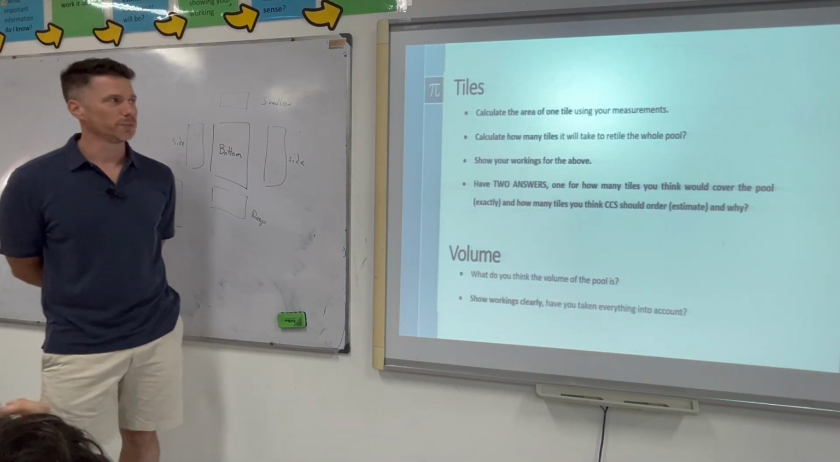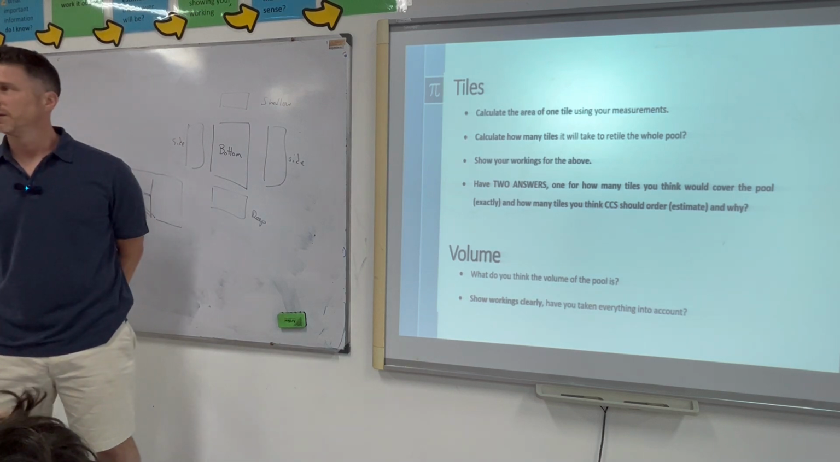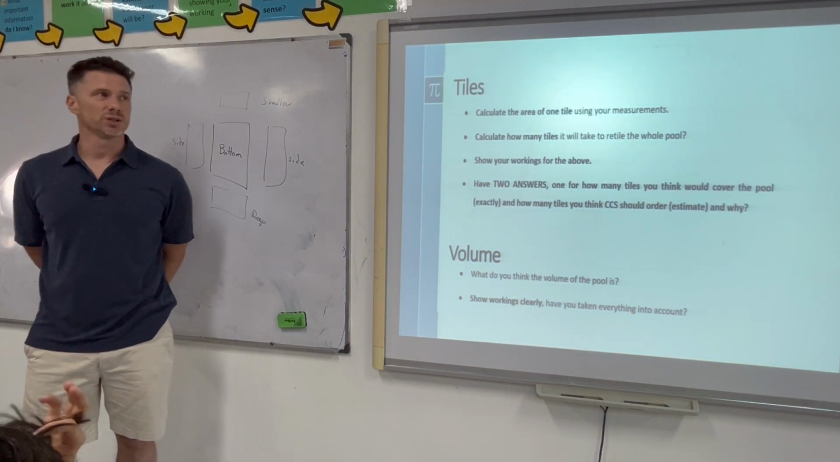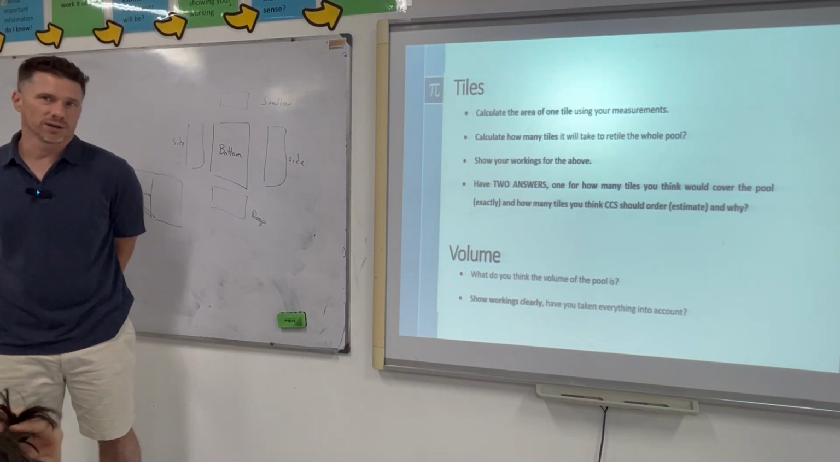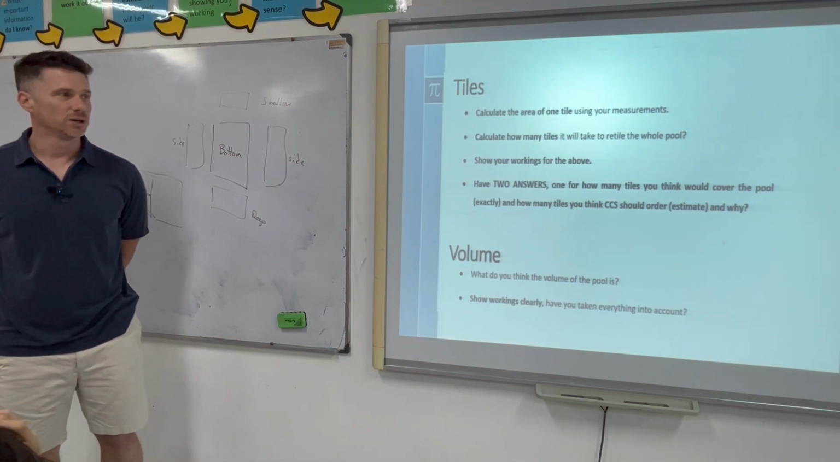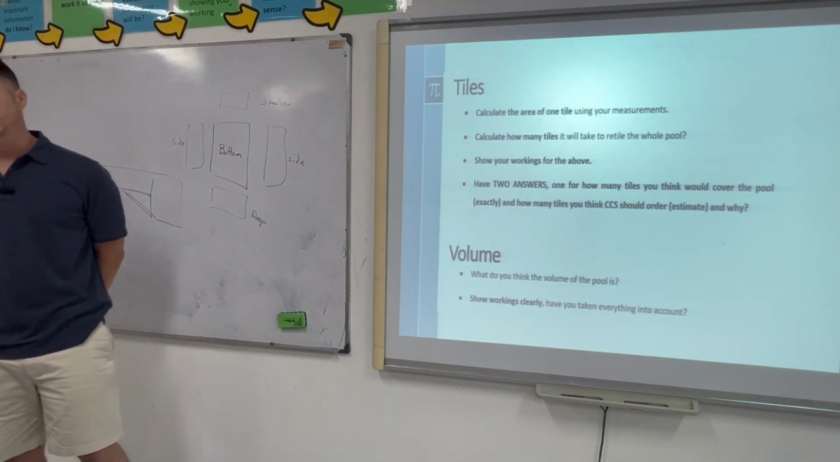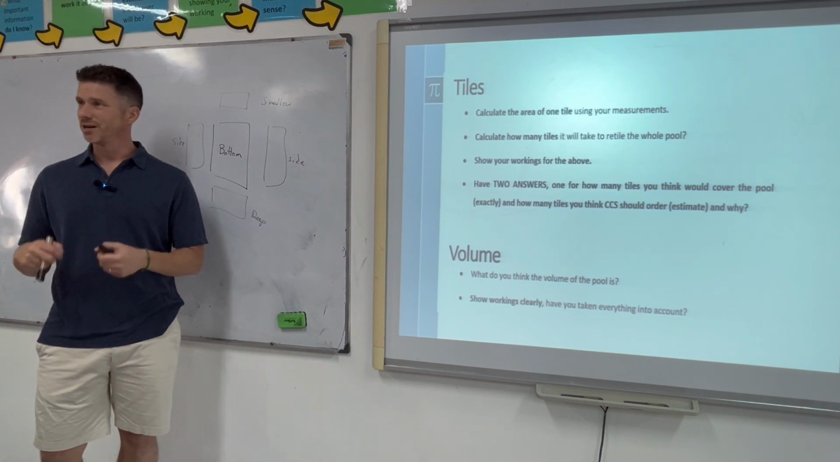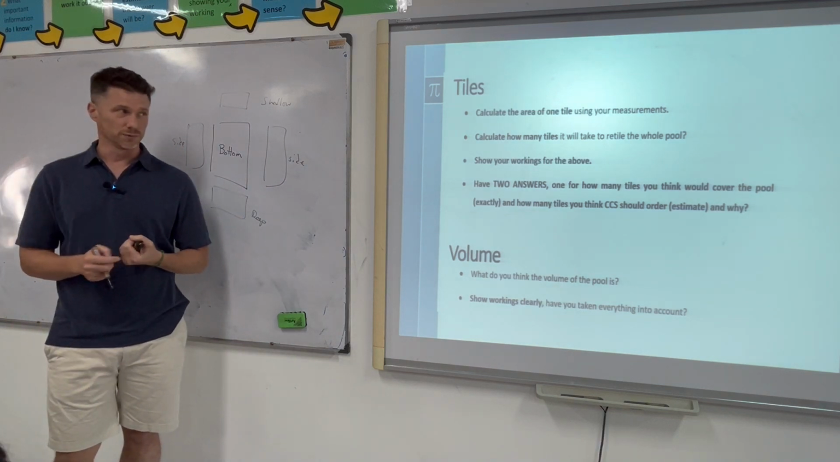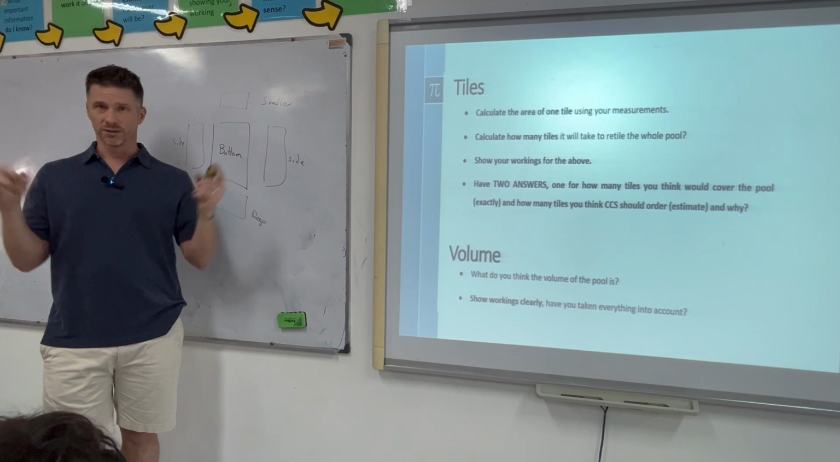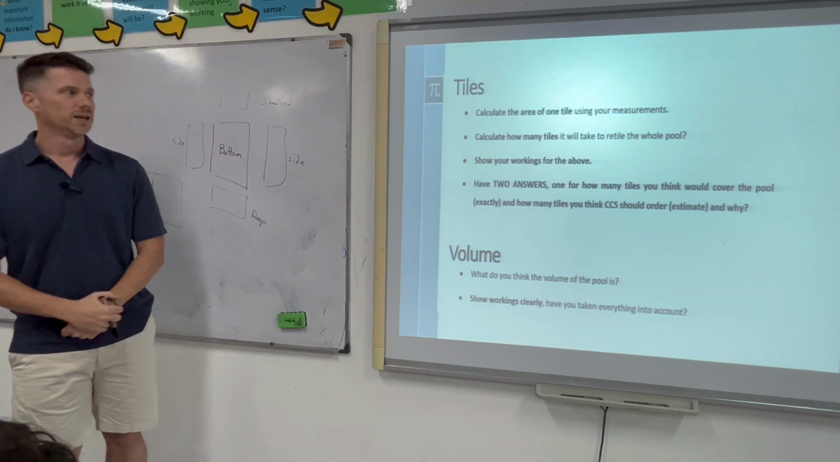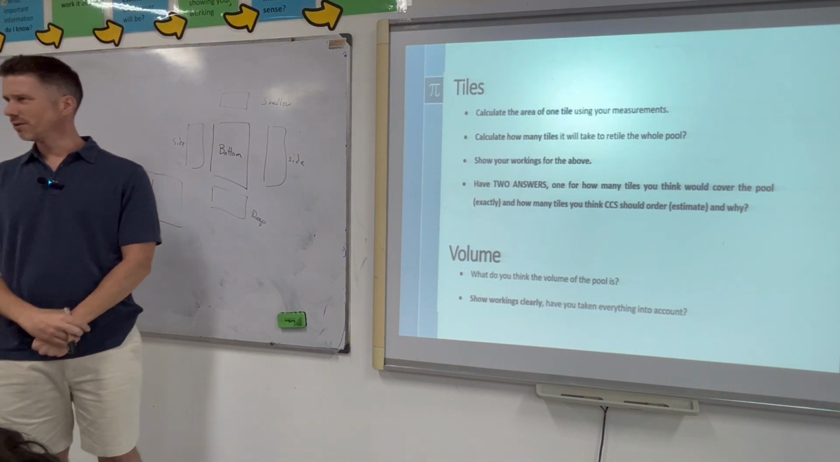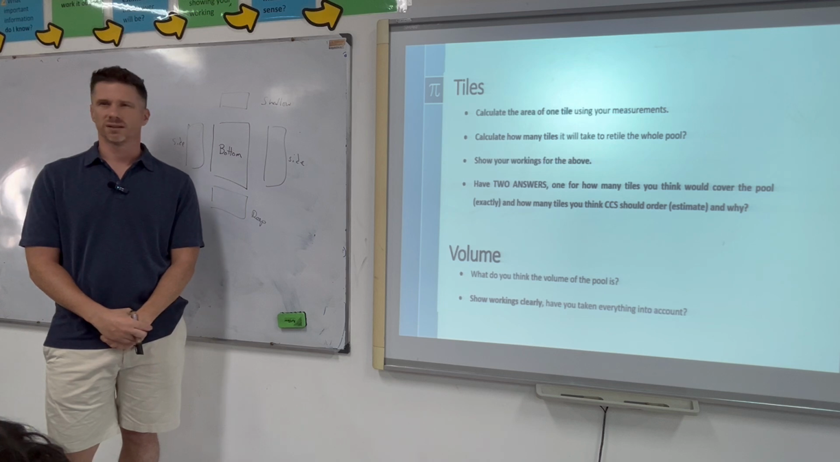It seems pretty similar, but how many tiles would be needed to cover the pool? So surface area is an area. To get the number of tiles, probably the best strategy is to get the area of one tile and see how many times that fits into your total area, so a division. Total area divided by the area of one tile. That won't be very accurate. Can anyone give me a reason for that?